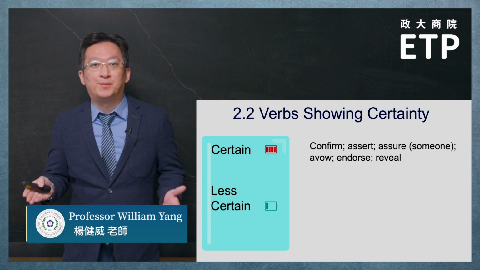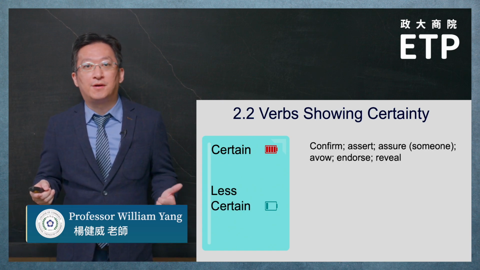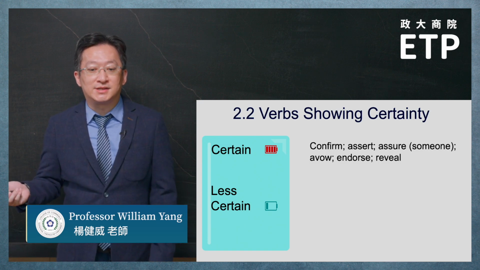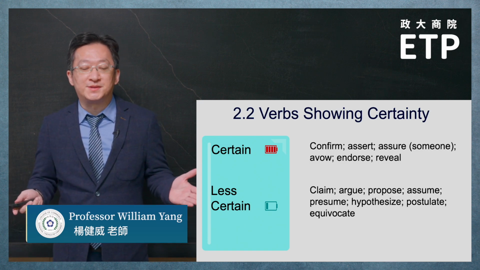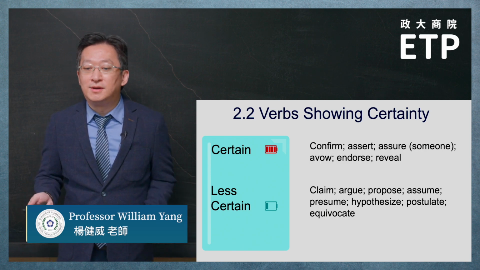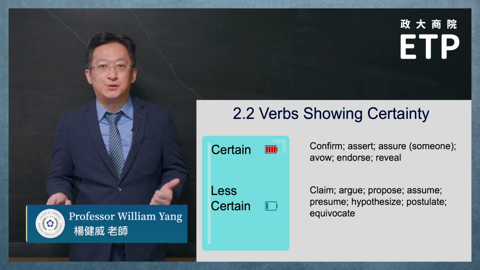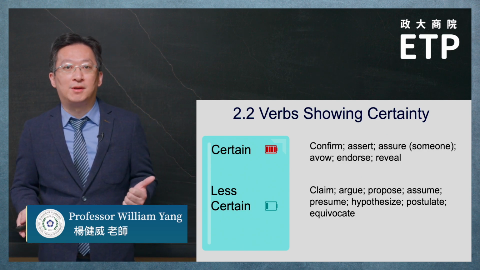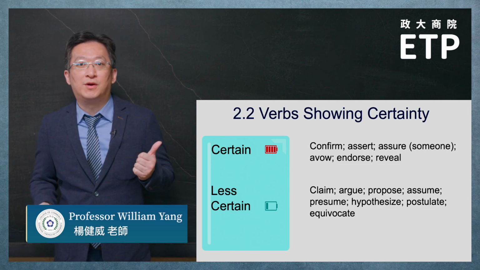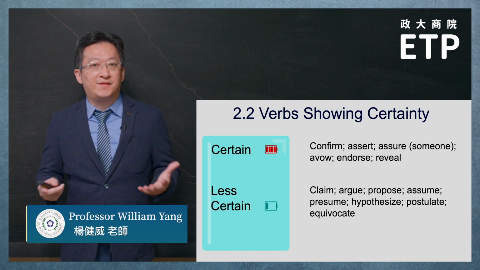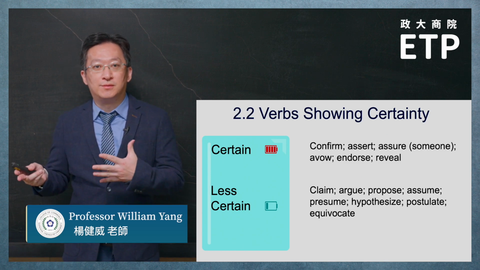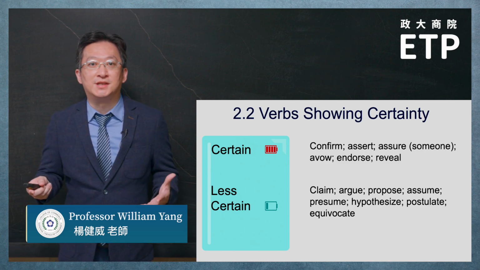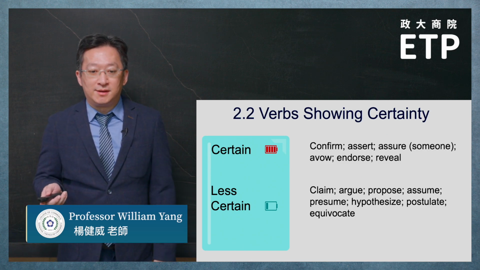And still, we have the reporting verbs that can show that the author or the speaker are less certain about the idea. In this case, we can use other verbs like claim, argue, propose, assume, presume, hypothesize, postulate, or even equivocate. When we equivocate, that means we try to be unclear so we can confuse the listeners or the readers.